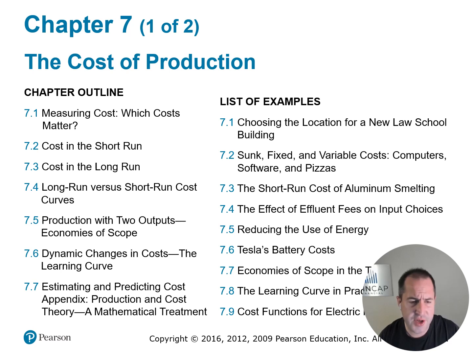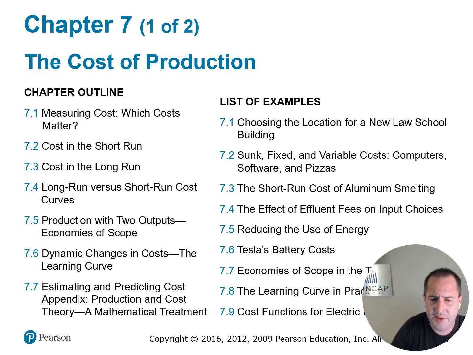In this chapter, we're going to talk about measuring costs, which costs matter, in the long run and the short run, long run versus short run cost curves, production of two outputs, dynamic changes in costs. One of those is the learning curve, which is pretty interesting. When you think about that concept, and we'll get to that, you want to think about that in the context of you hire someone, how long until they're really good at their job and efficient, and then how long are they at 30% capacity, 50% capacity, 80% capacity.